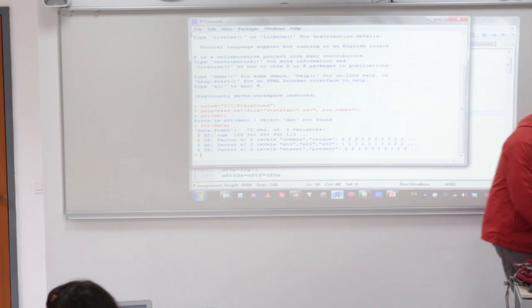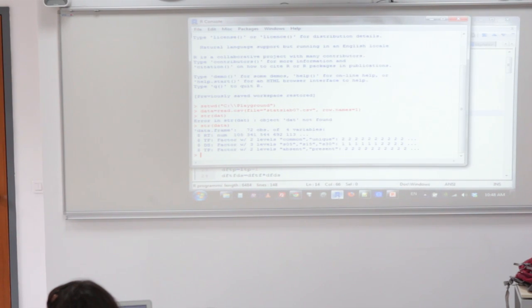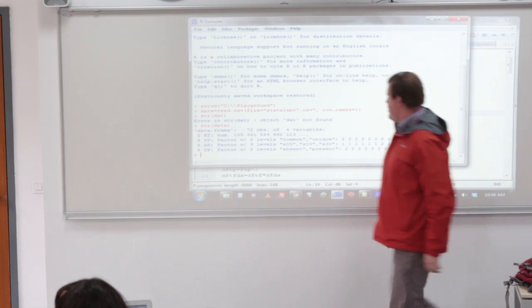Okay? So, Professor, yes? Why is the difference like, for the last part of it, we have 2, 2, 2, but for the middle we have 1, 1 and 2, 2, 1? It's just the way that the data frame is ordered.